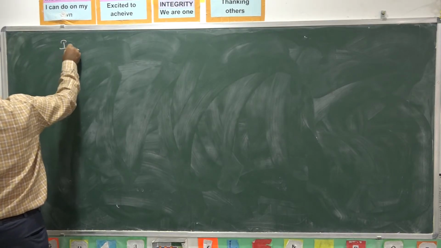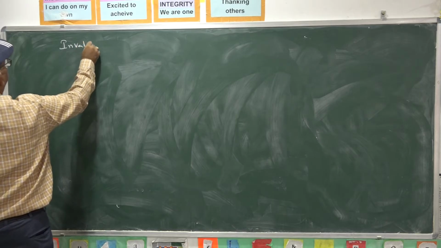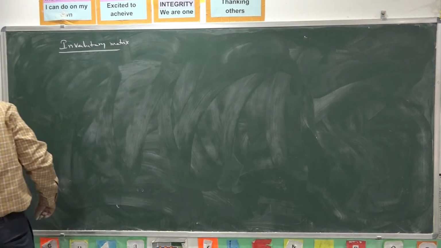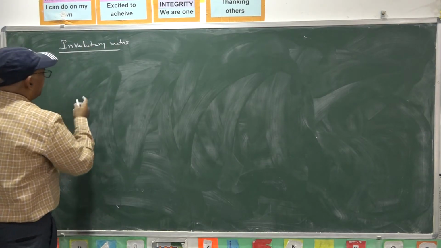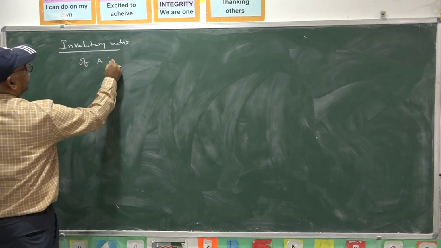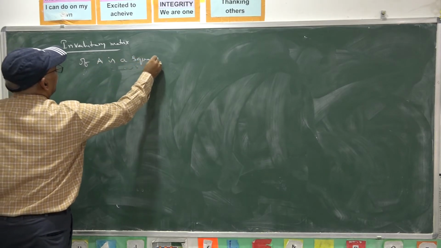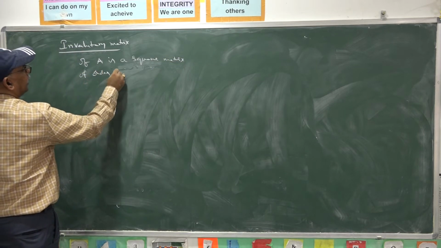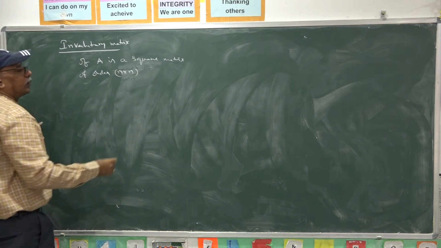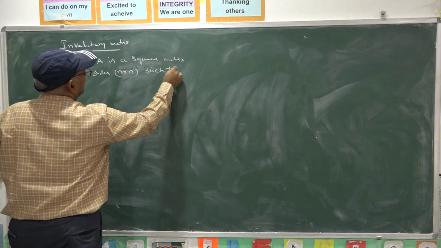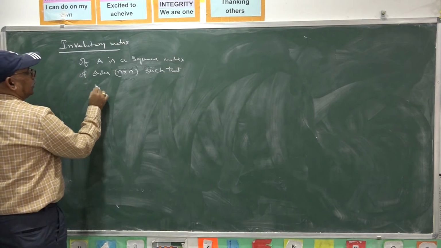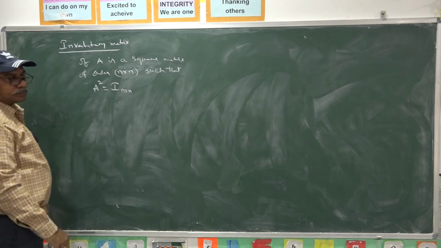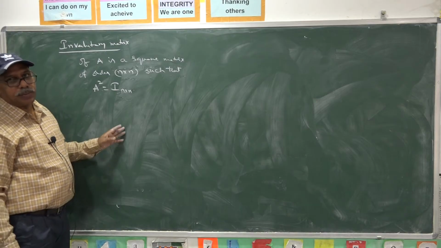Similarly, one more type, involutory matrix. Involutory means if A is a square matrix of order n by n such that A square equal to I, where I is also n by n. The square of the matrix is the unity matrix of the same order.